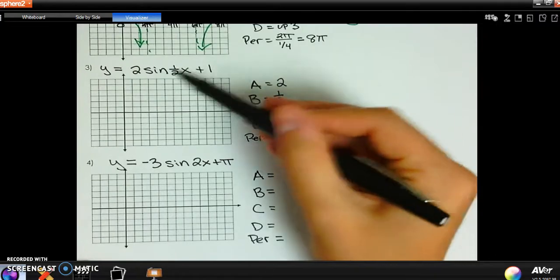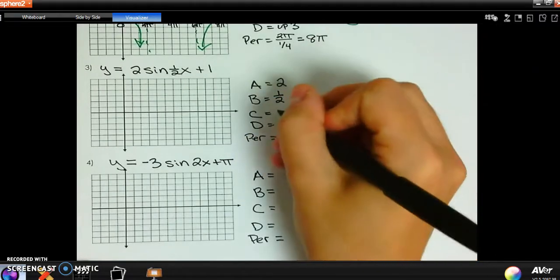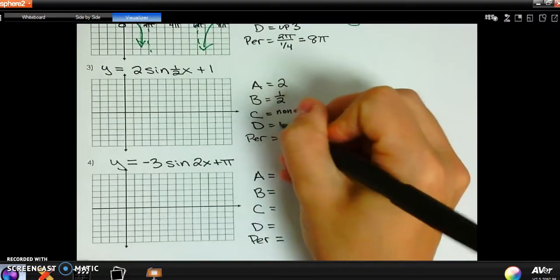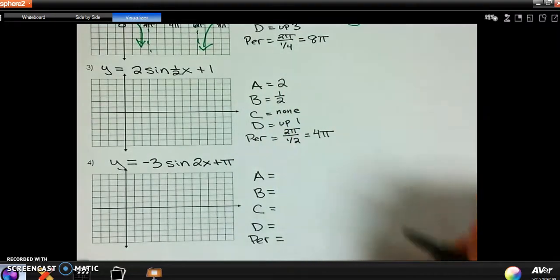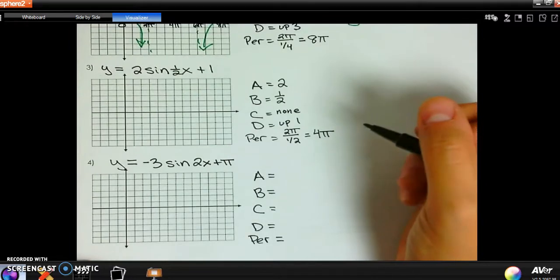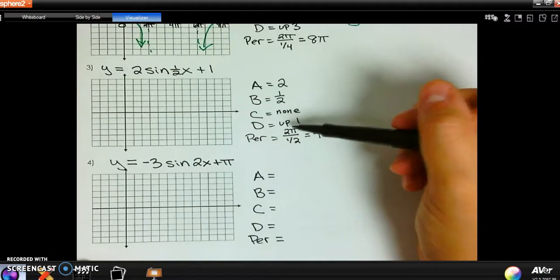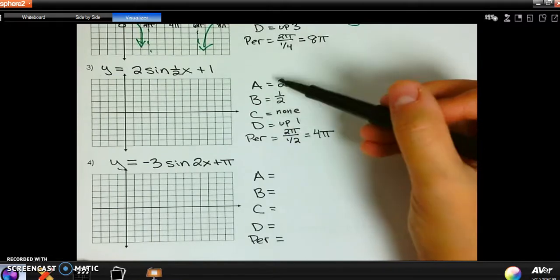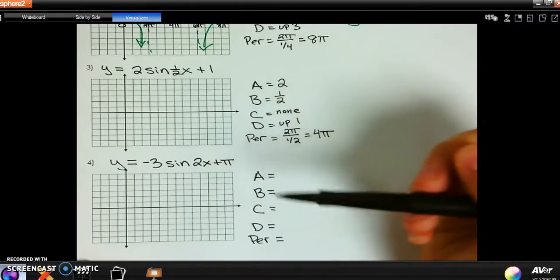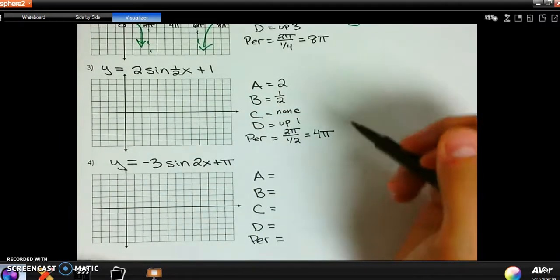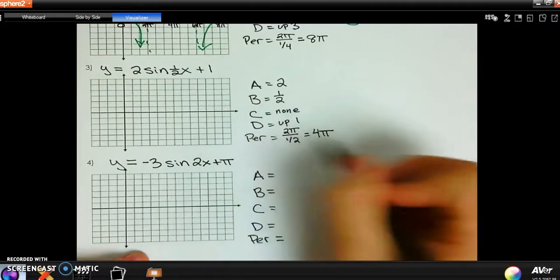C is 0 or none because there's nothing in the parentheses there, so you could say none. And D, this is that plus 1, so you're going to be shifting up 1. Keep in mind if you were asked to do the domain and range, you would do D minus A and D plus A to give you your range, and the domain for every single one of these is all real numbers. What I start with is I adjust my key values.